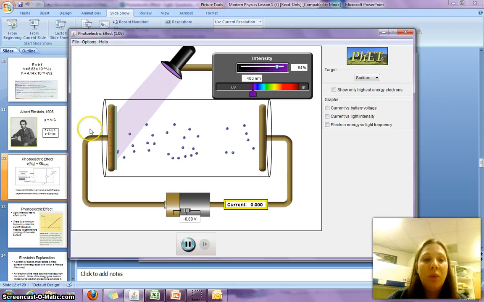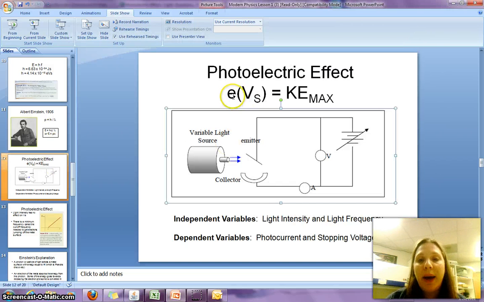Now, the reason why in this equation you have the e here is that it is the magnitude of the charge of an electron, which is the conversion factor that we use to convert to joules. So if we were to plug in the charge here, then we would actually get the kinetic energy in joules.